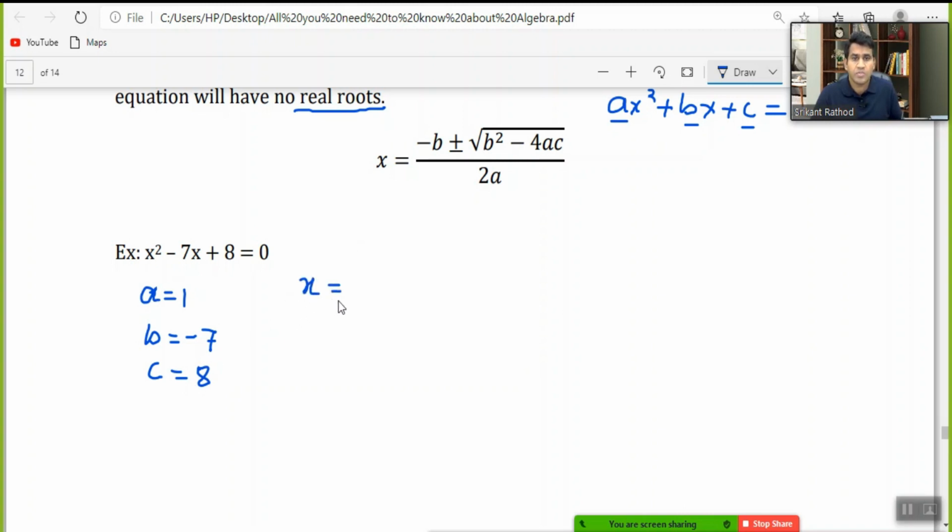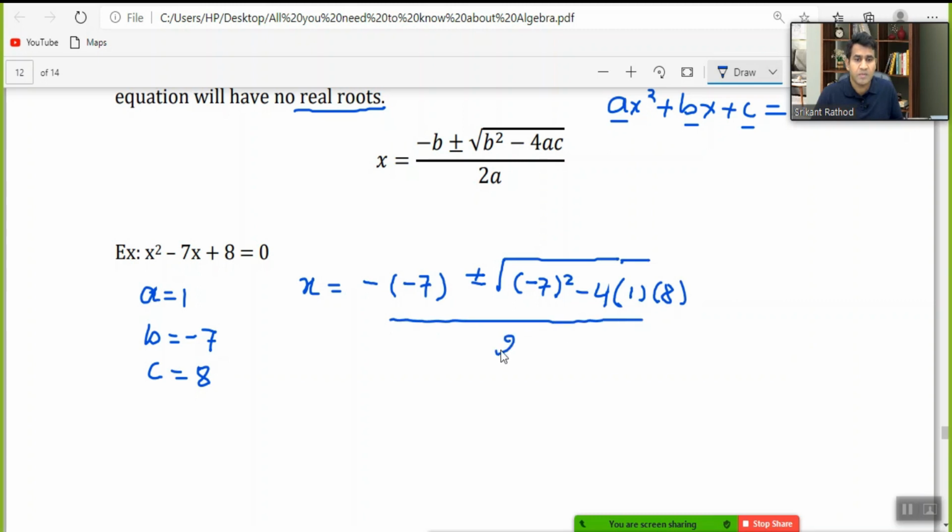x equals minus of -7. Remember, this -7 is already there, and I'm taking the value of b as -7, plus or minus square root of -7 square minus 4 times, what is the value of a, it's 1, what is the value of c, it's 8. This entire expression is divided by 2 times 1. I'm just substituting the values.